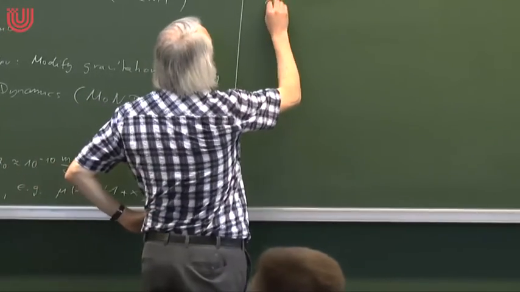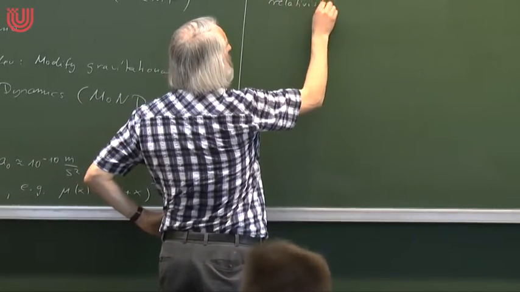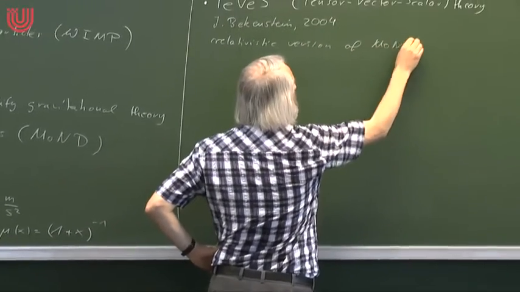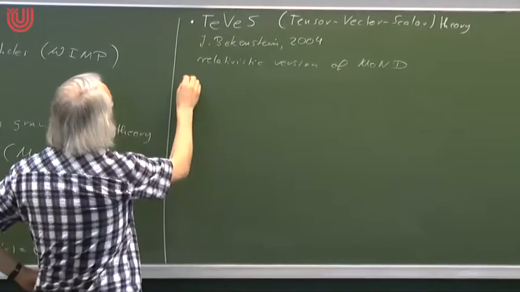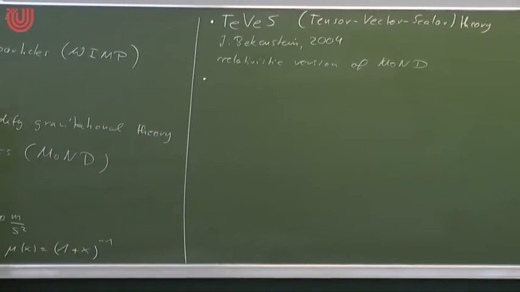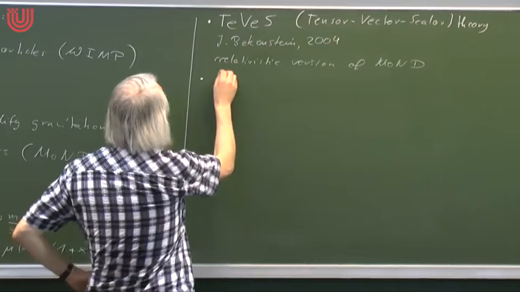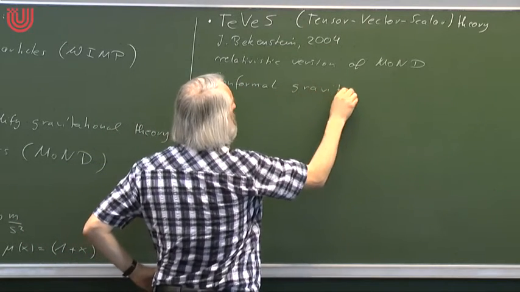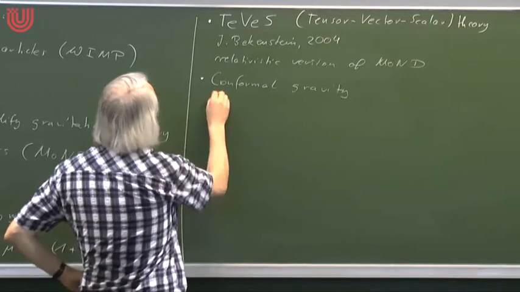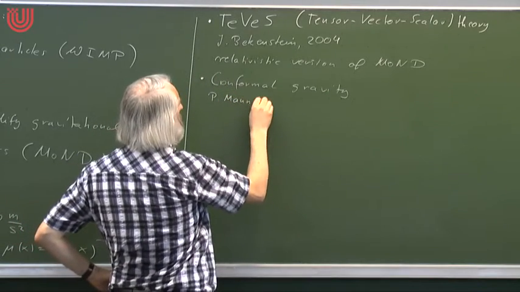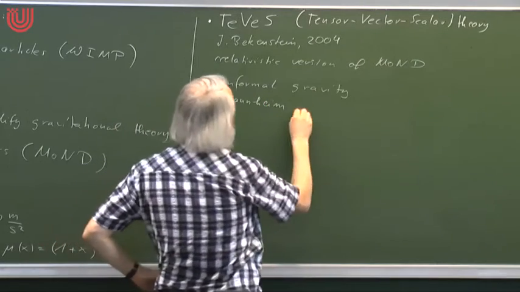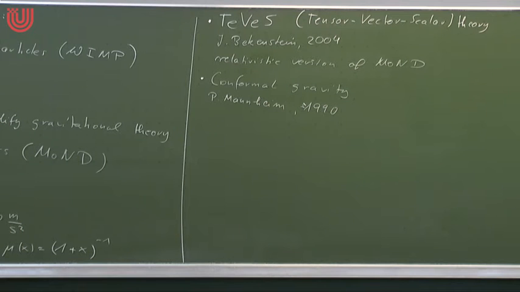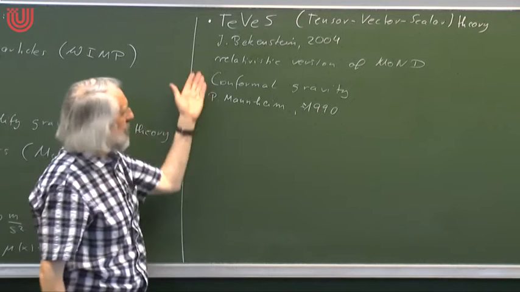And then there's, so let me write here. So this is a relativistic version of MOND. And another one, I want to mention only one other theory. There are several actually. This goes under the name conformal gravity. It was brought forward by Philip Mannheim, oh yeah, around 1990, approximately. And well, this is more conservative than this here.